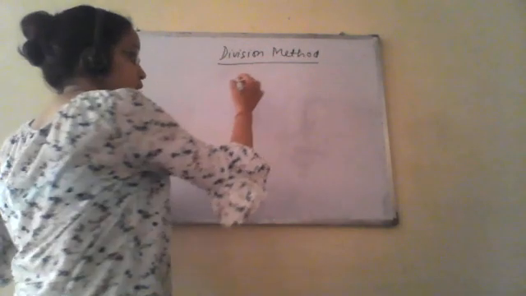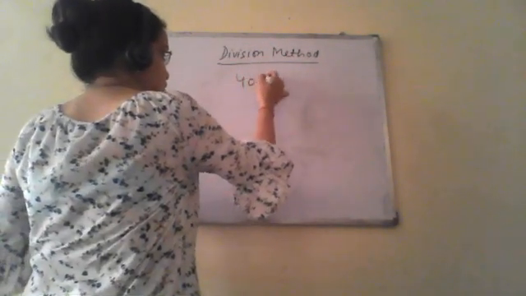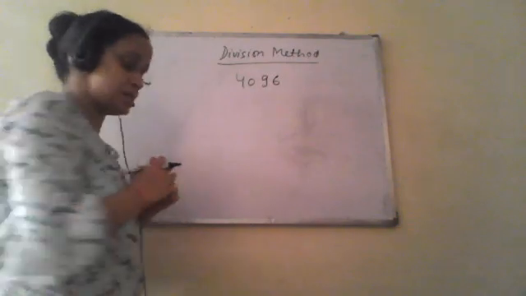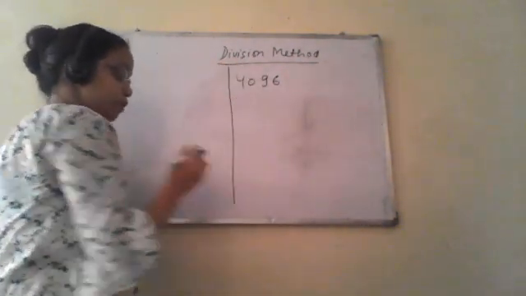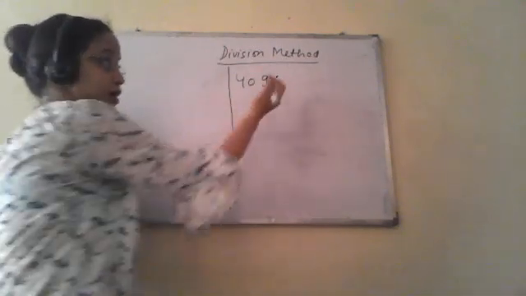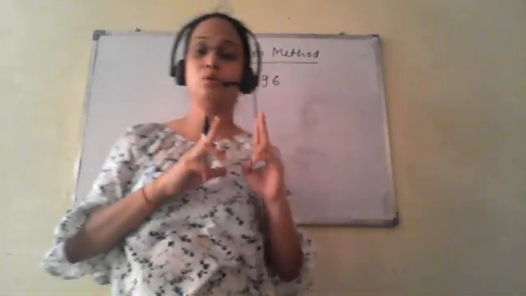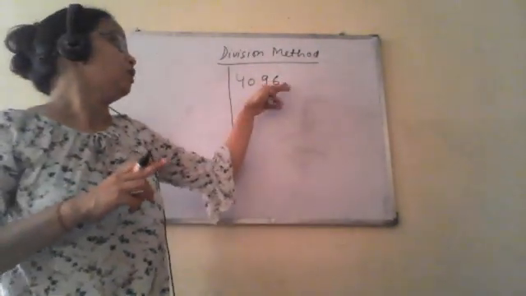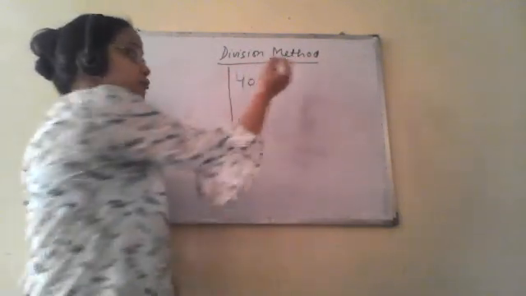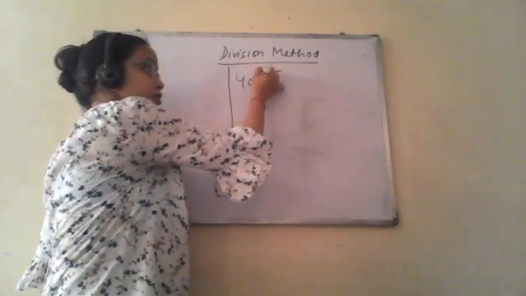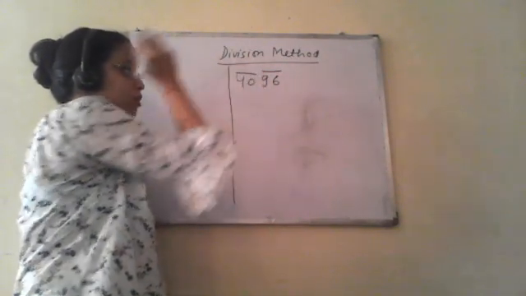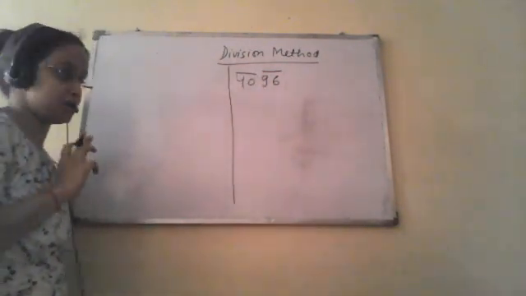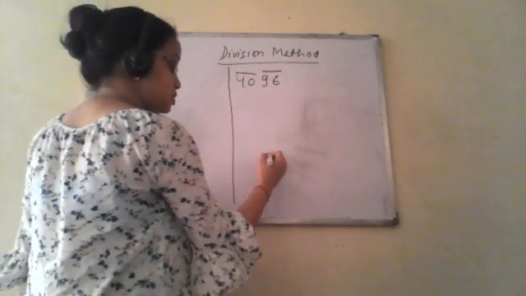We'll check with an example. This is 4096. So first step, what we have to do? We have to put bars on two digits, starting from the ones place. So the first bar will be on the ones and tens place digits, and the second bar will be on the hundreds and thousands places.